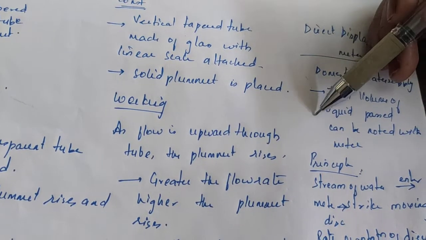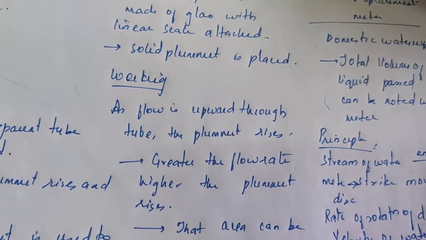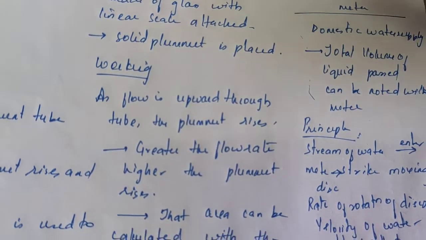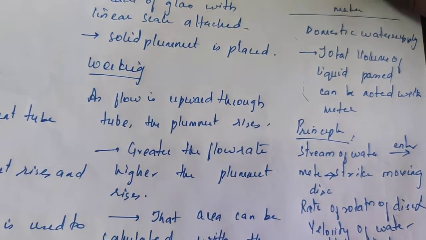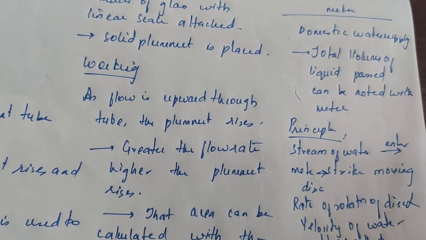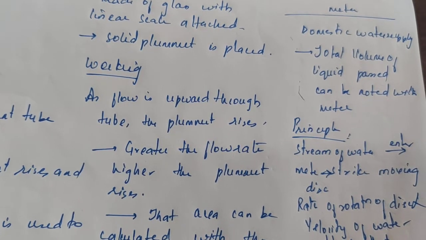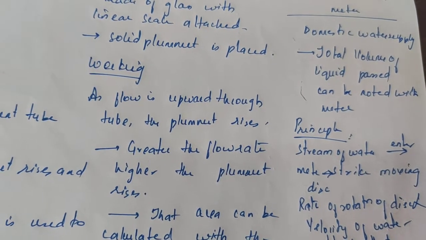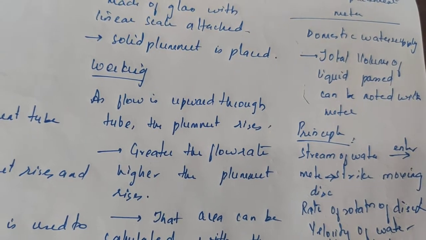So the basic principle is, whenever a stream of water is coming out, it enters in the meter. Okay, meter will be present at the flow in the pipeline only. At the end of the pipeline, you'll be having one meter. So what happens when a stream of water comes and enters the meter? It will strike the disc present in the meter. So a disc will be present in the meter. It will go and strike the disc.